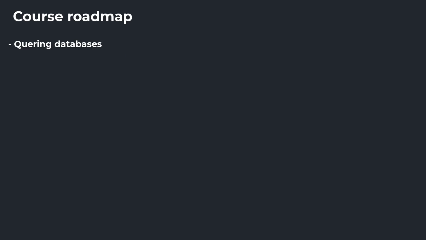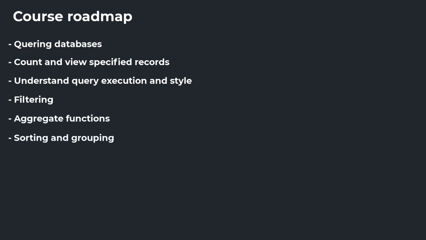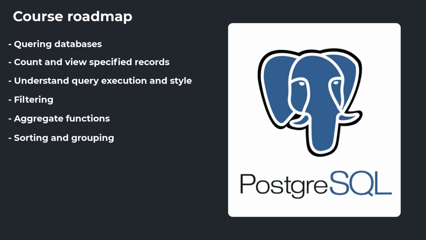In this course, we'll look at how to execute a query for a database using keywords that will enable us to count and view all or a specified amount of records. We'll go over common SQL errors, style guidelines, and the order in which our code will execute. We'll cover how to filter data using various techniques, how to use aggregate functions, and finally, how to sort and group the results. We'll be using PostgreSQL throughout.